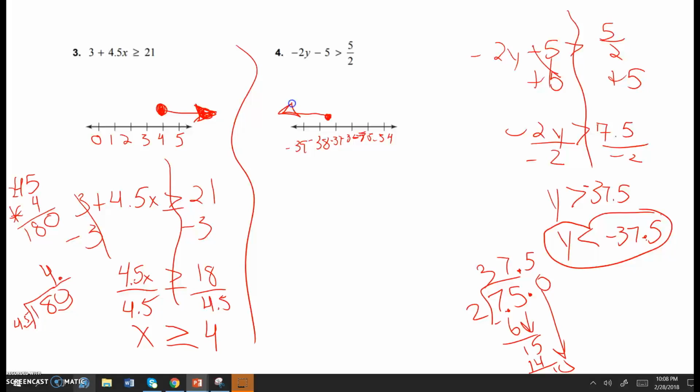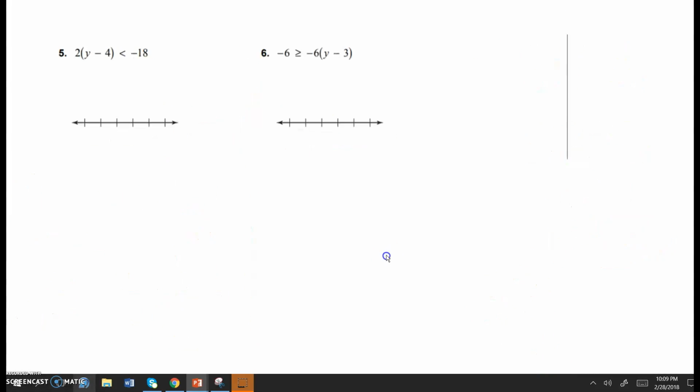y is less than negative 37.5, so anything less than negative 37.5 is going to be our answer. All right, let's try these two.